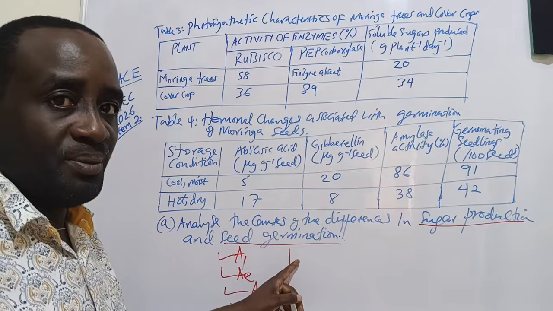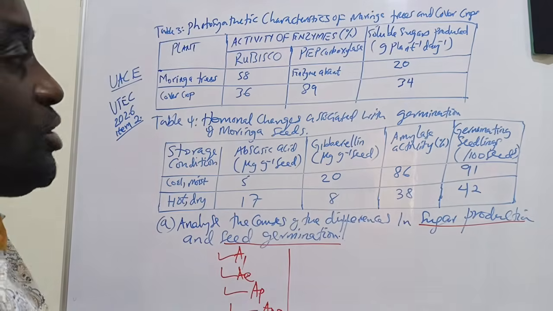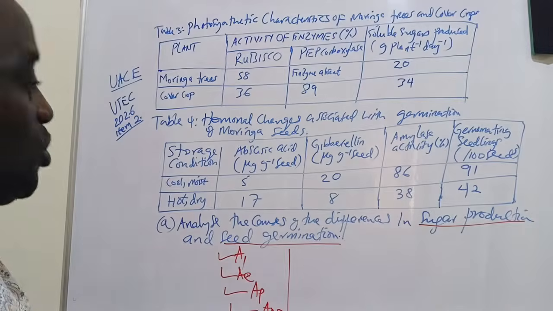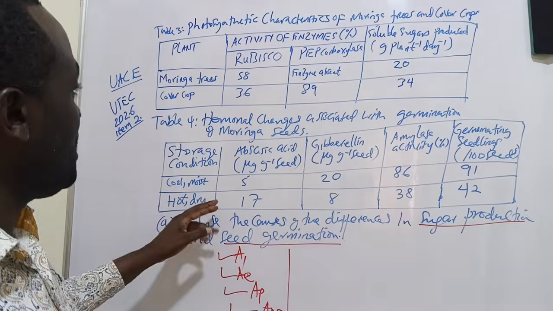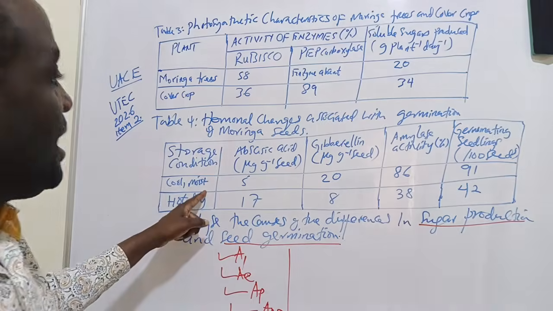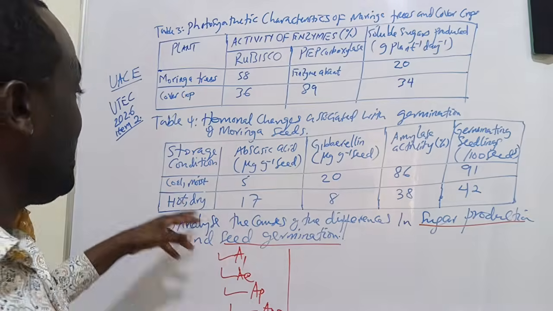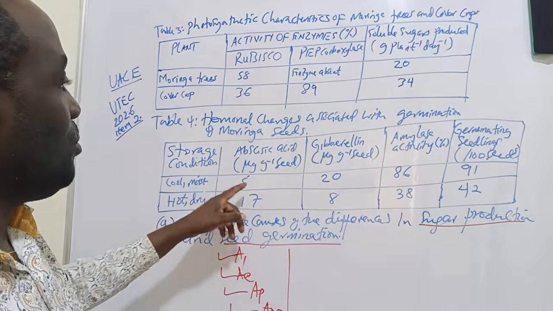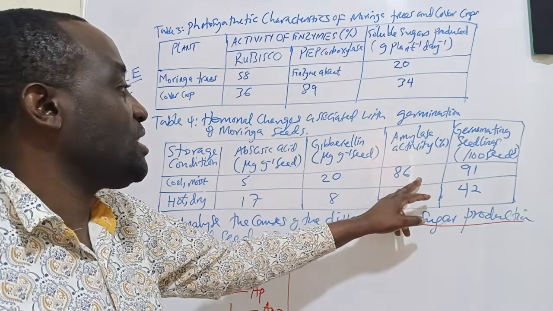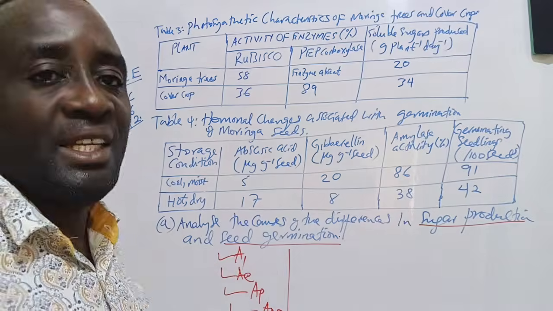Now, when you go to seed germination, this is what we are expecting from you. When you look at seed germination, we have two conditions. Condition one, cool moist. Under cool moist, in the moringa seeds, abscisic acid concentration is 5, gibberellin is 20, amylase activity is 86. You see? Now, seed germination is 91.